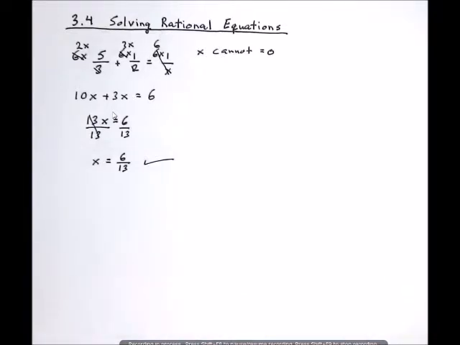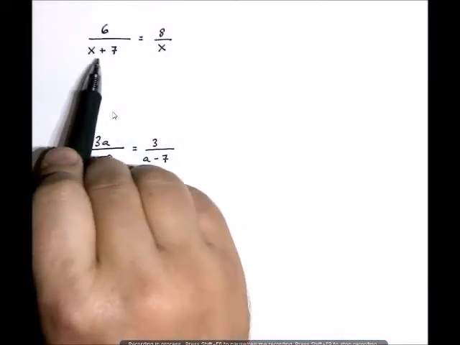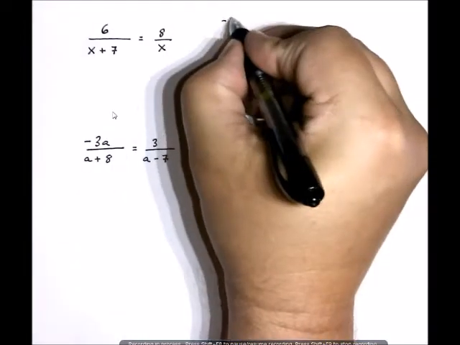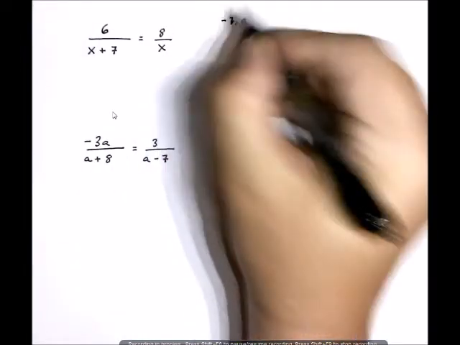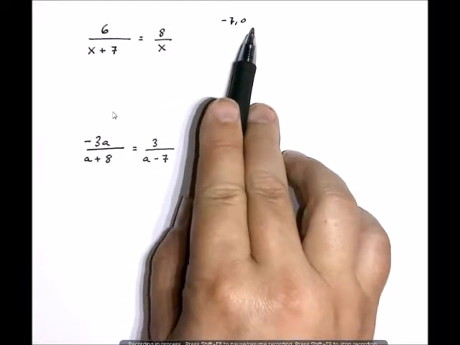Let's try a few that are slightly harder, but not much. Okay, on this first one, the least common multiple is going to be x times x plus 7. And the problem areas are at -7 and 0. So just off to the side somewhere, realize that if the answer is either -7 or 0, I have to throw it out. So just keep that in the back of your mind.